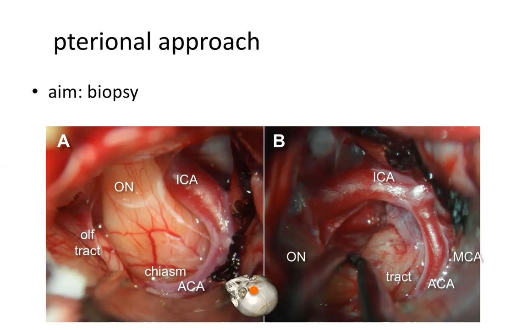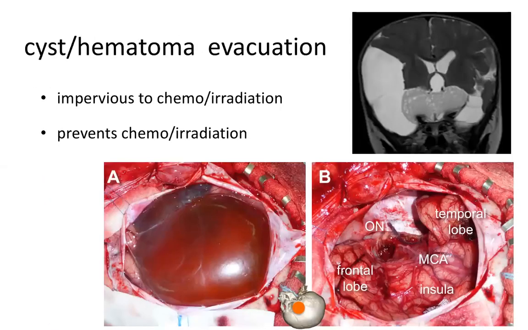But it was just for a biopsy because the tumor was completely infiltrating the optic tract. This is another approach for patients who had a very big cyst with some intracystic bleeding, with a tumor infiltrating the optic chiasm and the optic tract. It can be useful, especially for cystic tumors, because cysts are not affected by chemo or irradiation, and also they can prevent chemo or irradiation.